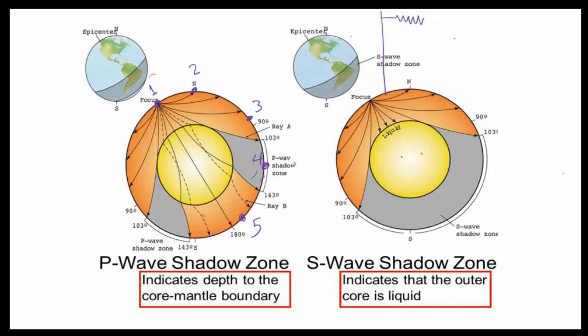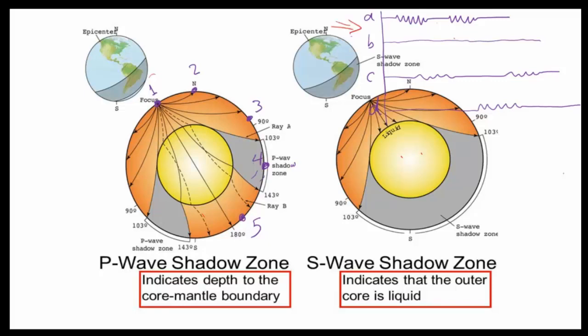Let's say this one, this one, this one, and something like that. Let's call them A, B, C, and D. And I will ask you to match the numbers, the station locations, to the seismograph charts. What do you think? Can you match them?